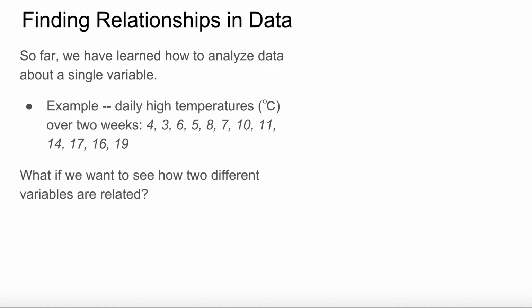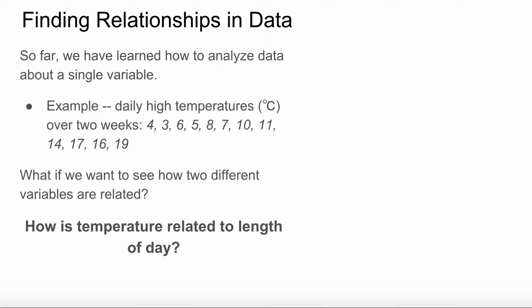But what if I asked you about relating this variable, finding how it is connected to something else? What if I asked the question, how is the high temperature in a day related to the length of day? We know that temperature changes from day to day, and we also know that the length of a day changes as we go through the year. It's short in the winter and long in the summer. So how are these two things connected?